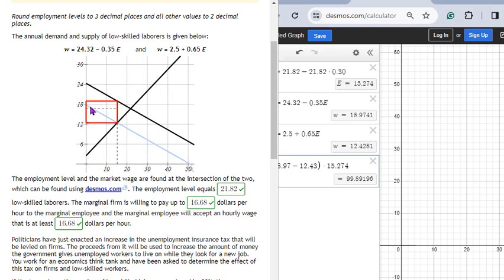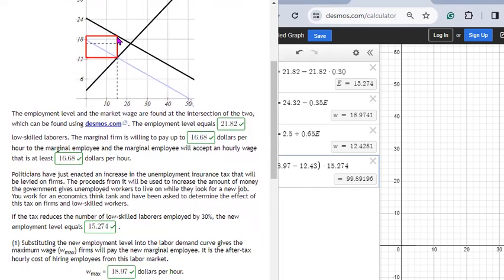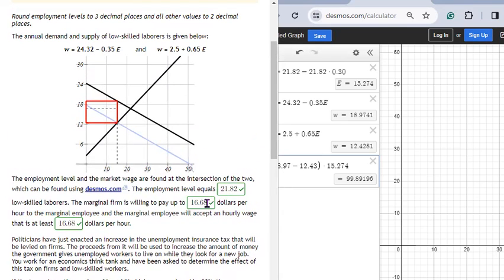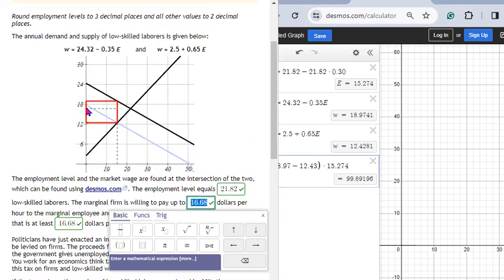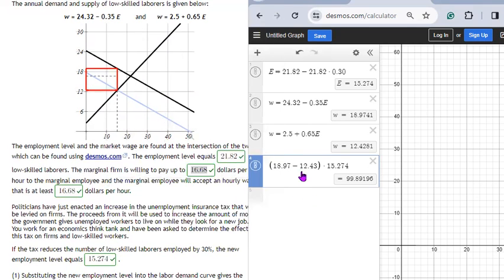So how do we calculate the area of this upper box? Well, we have to subtract the maximum wage firms will want to pay the new marginal worker, 18.97, and the original wage. The original wage is 16.68. So this right here is 16.68, and this up here is the maximum wage firms will pay after the tax to each employee per hour. So we have to take that difference. I'm going to do that right here. I'm going to get rid of the employment level.